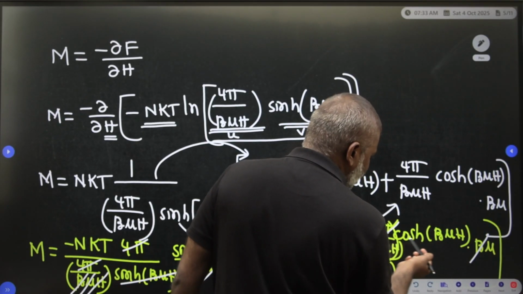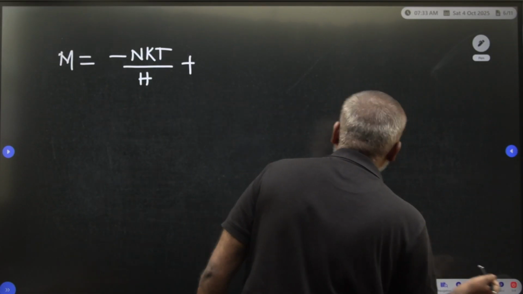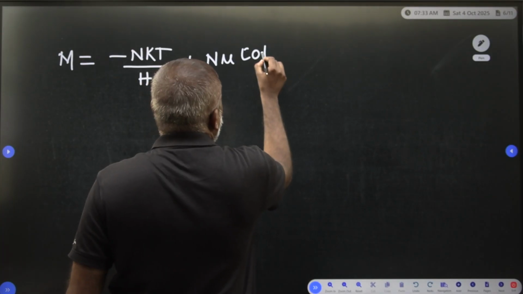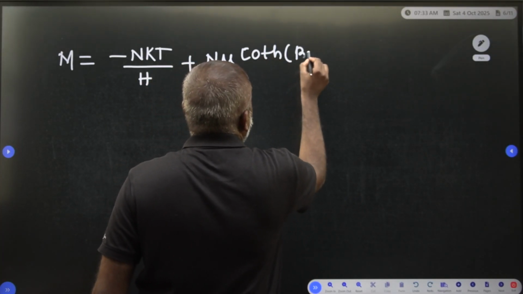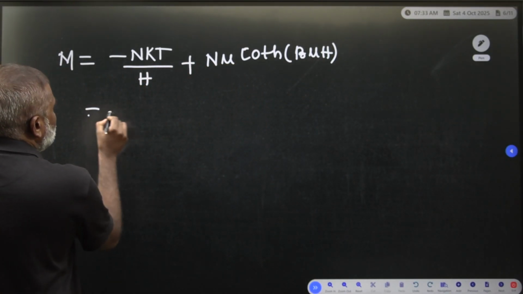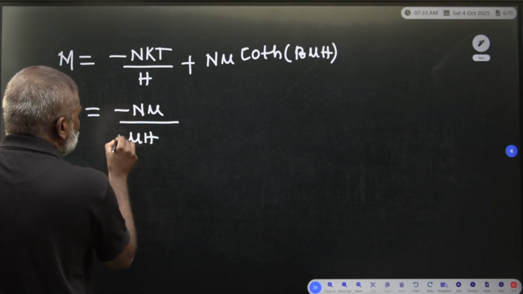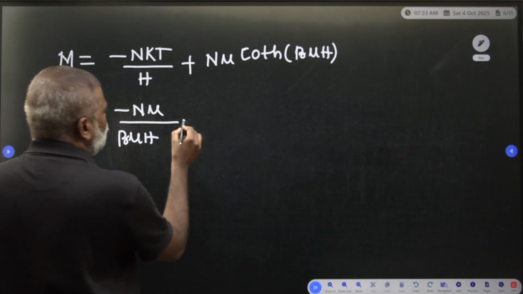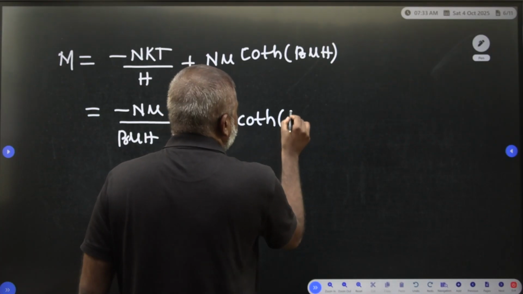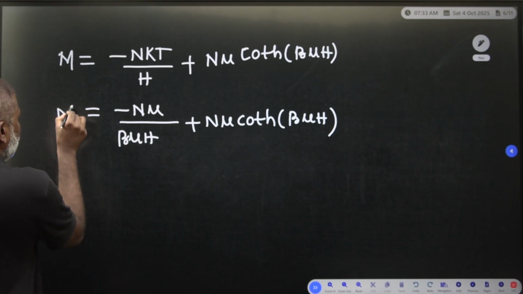In the second term, cos by sin is equal to tan, here n into mu, your n into mu into cot h of beta mu h, you are going to get. So now you have to rearrange this. So minus n into mu divided by mu h, so that is 1 by kT is equal to beta n into mu into cot h of beta mu h, which is equal to the magnetization.